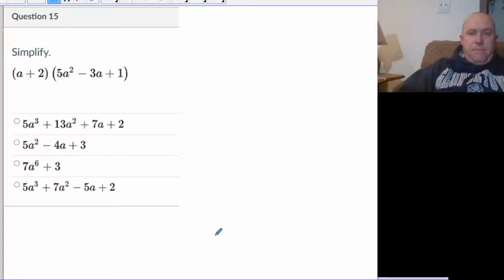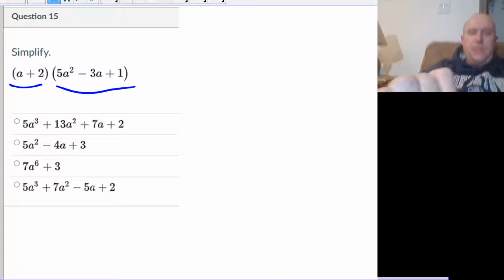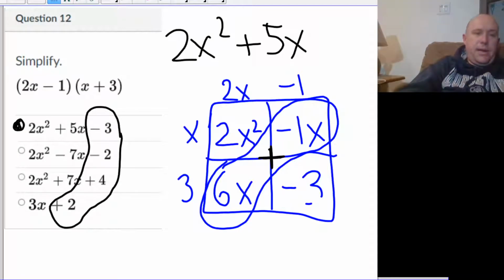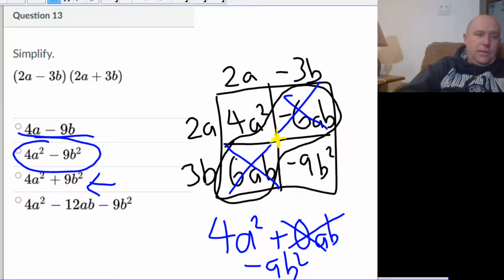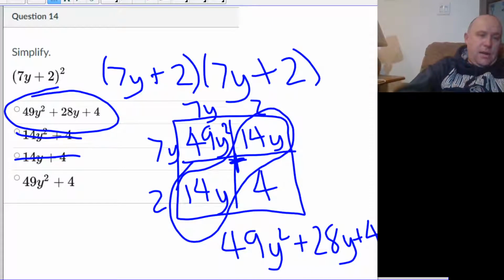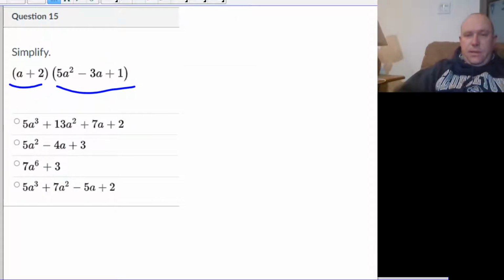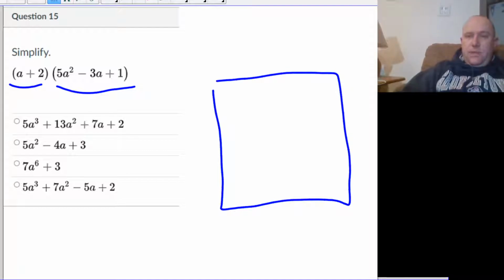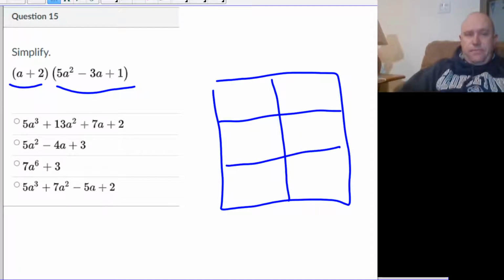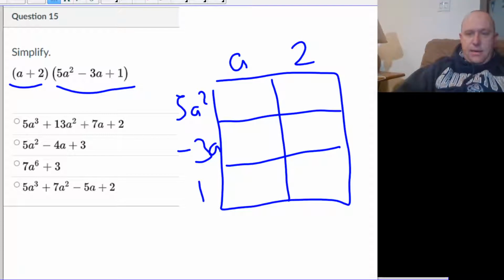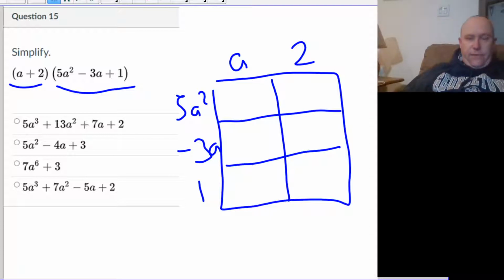Multiplication again, a slightly bigger question this time though. 2 terms times by 3 terms. So most questions will be the 2 by 2, like you see in 12, 13, and 14. But you should expect one question where you have a slightly bigger question. So this one is a 2 by 3. So a and 2. 5a squared, negative 3a and 1.